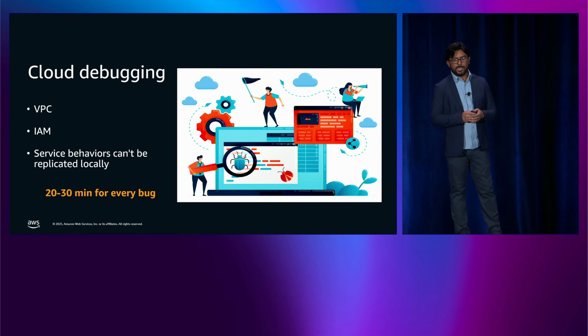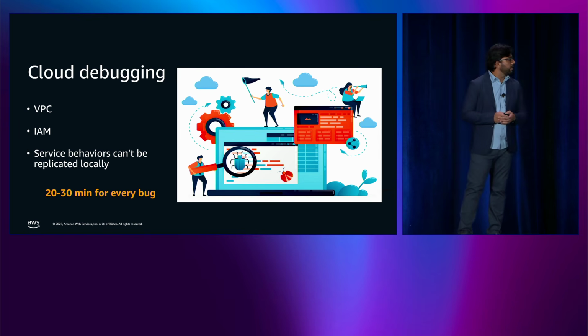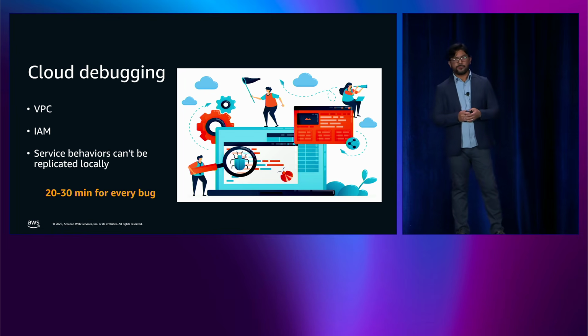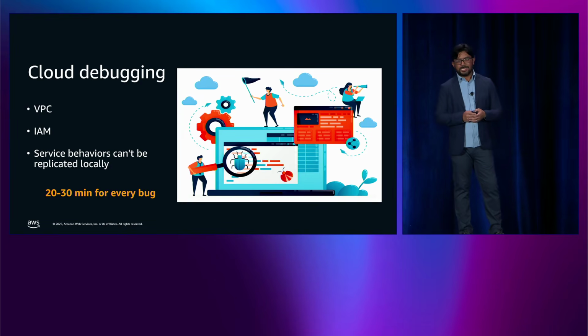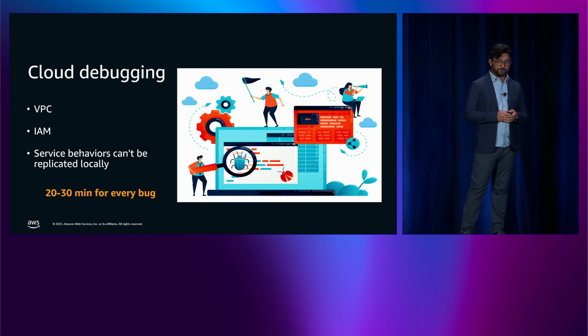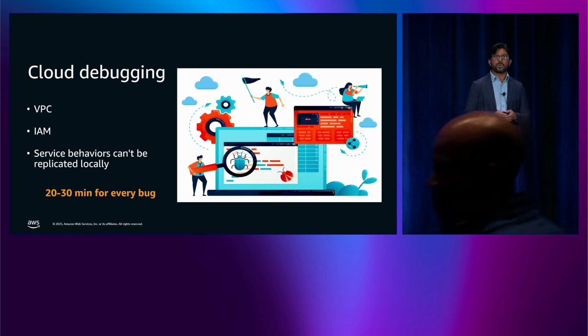The third challenge is debugging what's running in the cloud. Some issues, as we know, manifest only in the cloud environment. For example, VPC configurations, IAM permissions, and service-specific behaviors cannot be fully replicated locally. Traditional debugging approaches can take 20 to 30 minutes for every bug, again, if we are being generous. This significantly impacts productivity and the time required for resolution.